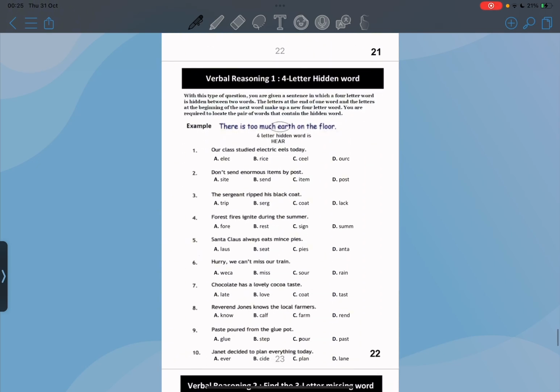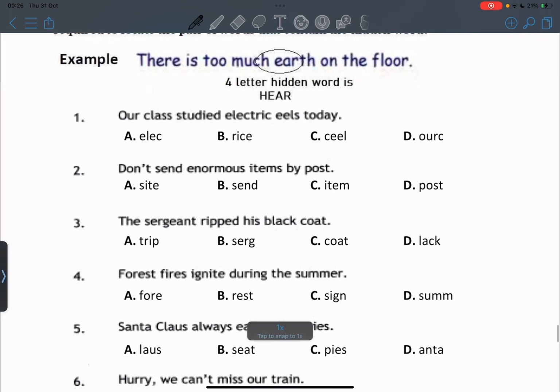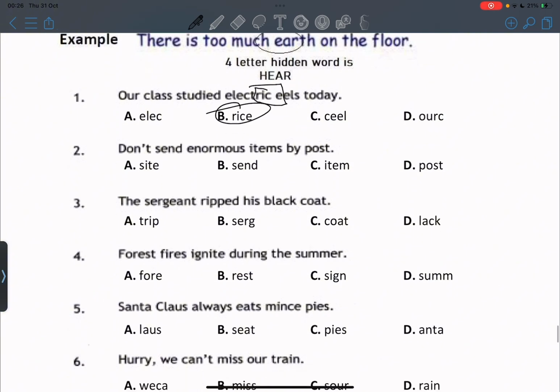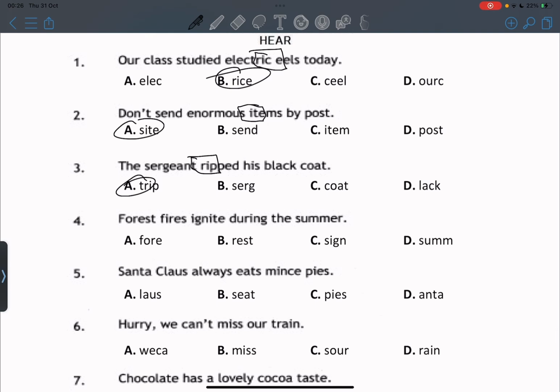Okay, verbal reasoning 1. 4-letter hidden word. So what we have to do here is find a word that is hidden between two different words here. So if we look at right here, we've got rice, which is option B. For question 2, we've got sight right here. For question 3, we've got trip right here. For question 4, we've got sign, which is option C.